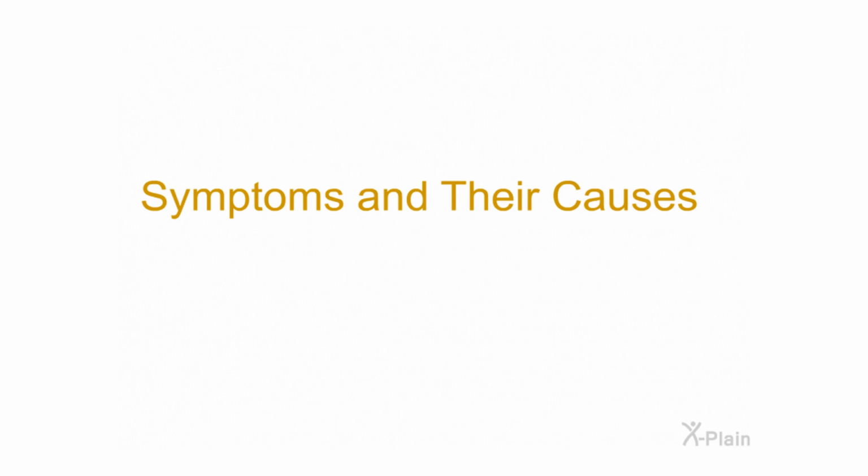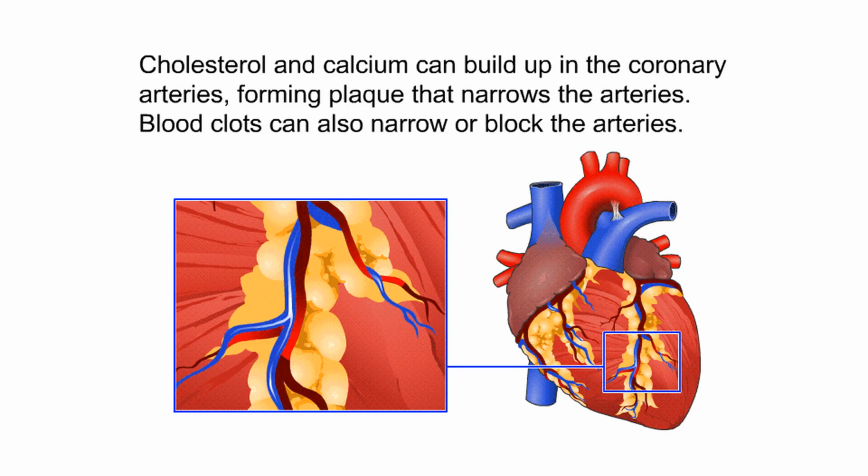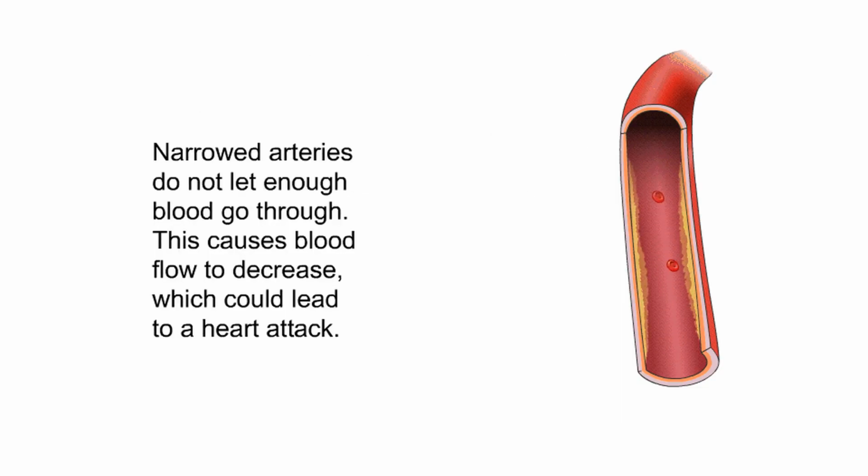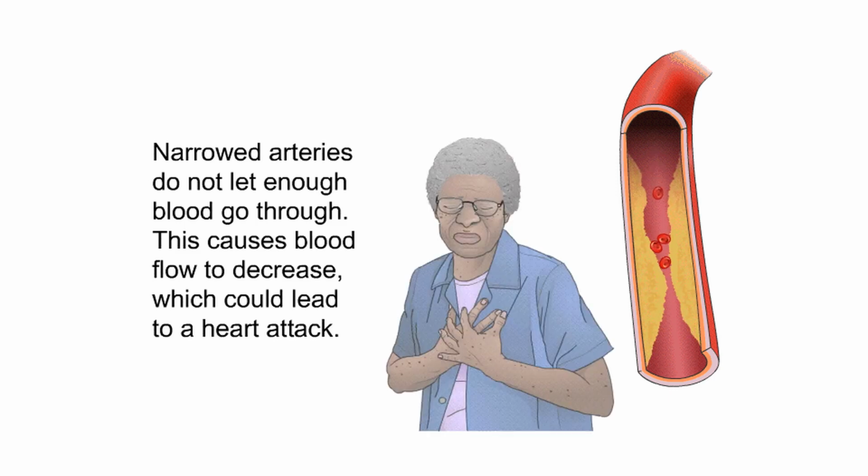Symptoms and their causes. Cholesterol and calcium can build up in the coronary arteries, forming plaque that narrows the arteries. Blood clots can also narrow or block the arteries. Narrowed arteries do not let enough blood go through. This causes blood flow to decrease, which could lead to a heart attack.